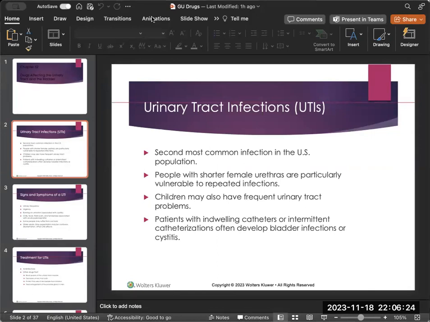Sometimes you get nosocomial or hospital-acquired infections that we get when we insert a Foley catheter. That's one of the ways that we can get a UTI, okay? Also, females are more likely to get them because they have shorter urethras compared to men's. Children also may have frequent urinary tract problems. And as I mentioned already, patients who have indwelling catheters or intermittent catheterizations are at a high risk to develop any sort of bladder infections.